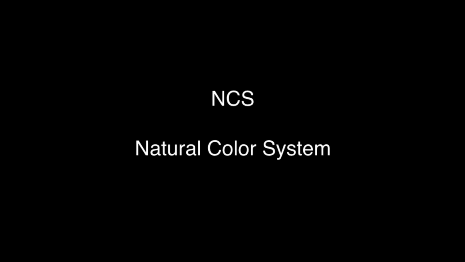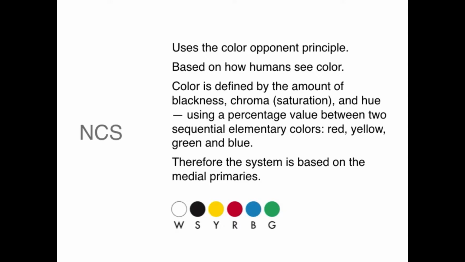And the last color system I want to address is the natural color system. The natural color system is similar to Munsell in that it is a color notation system, but it is much more expansive than Munsell's. The natural color system uses the color opponent principle. So the color opponent principle basically states that when we're receiving wavelengths, we're basically looking at red versus green, blue versus yellow, or black versus white, and anywhere in between all three of those.